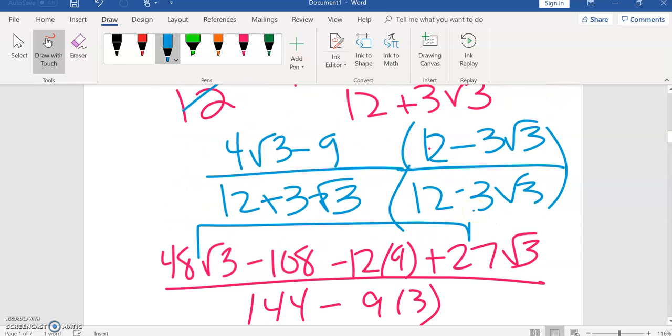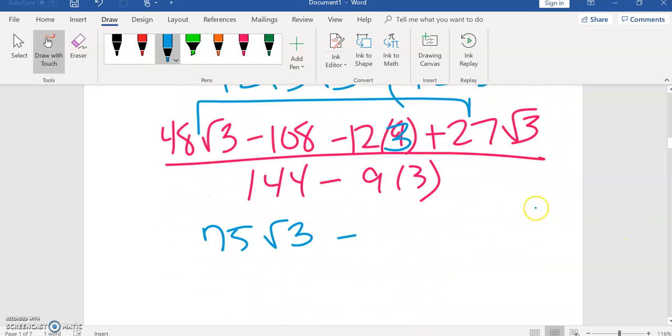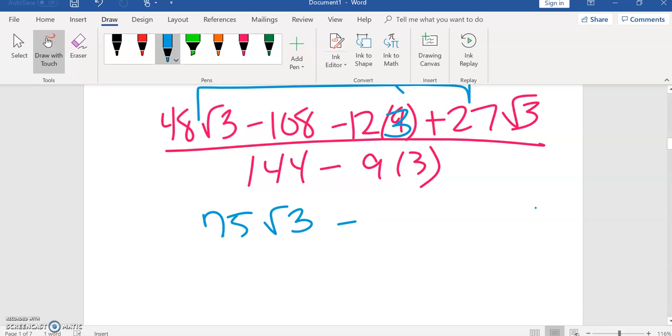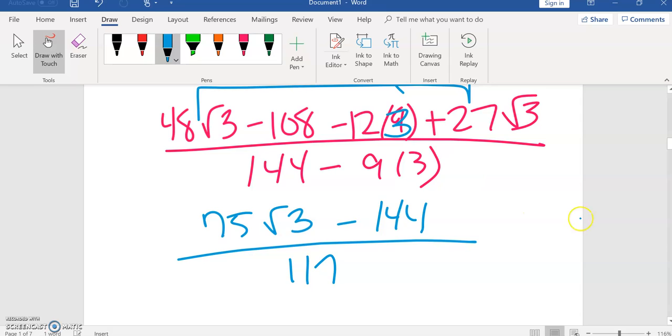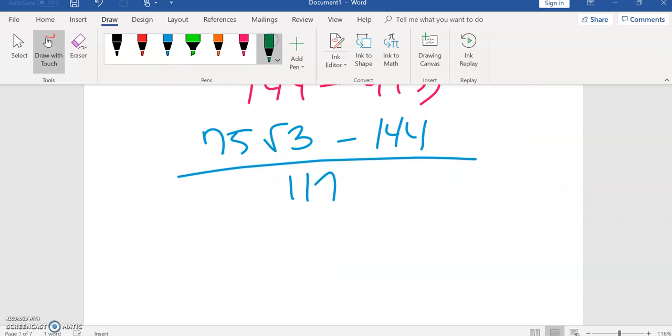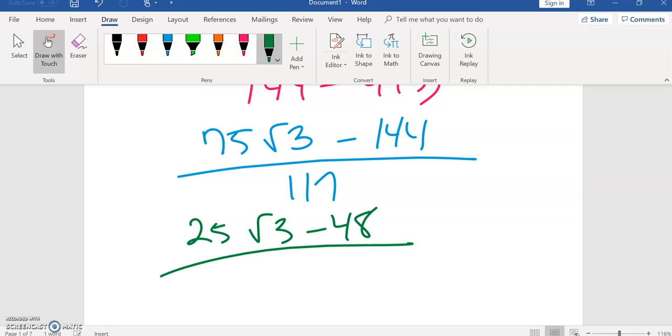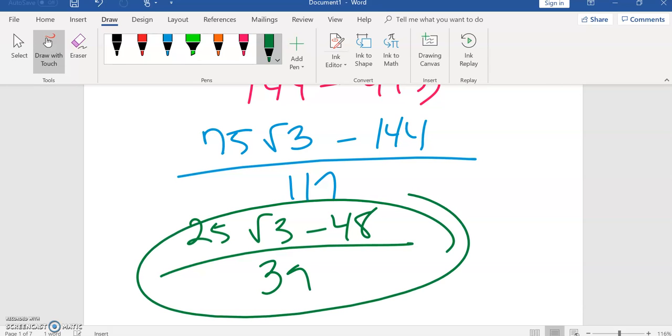One second, I think I wrote something down wrong. This is 12, this is a 3. This is 12 minus, this is 100 plus 36, so minus 144. And then 144 minus 27, 117. 117 is divisible by 3. You know because you can just add up the digits, so I can take a 3 out of everything. 25 square roots of 3 minus 144 divided by 3 is 48. And then 117 divided by 3 is 39. So this is my final simplified answer.